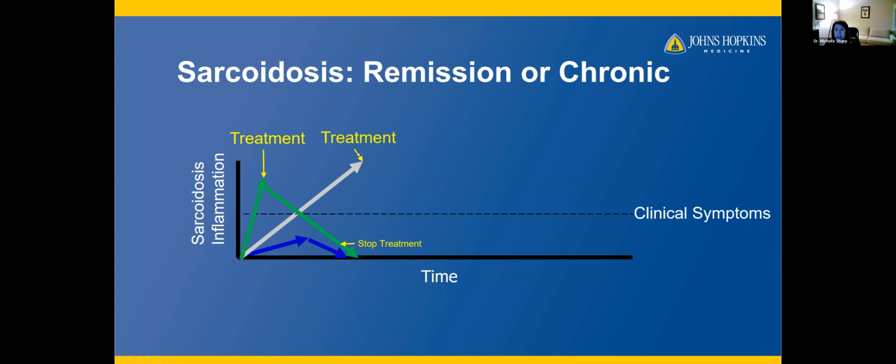And let's say we start treatment as a team collaboratively with the patient. Their inflammation improves, their symptoms resolve. We then stop or reduce treatment. And unfortunately, the inflammation comes back and they have symptoms again. This would be an example of an individual who has not gone into remission.